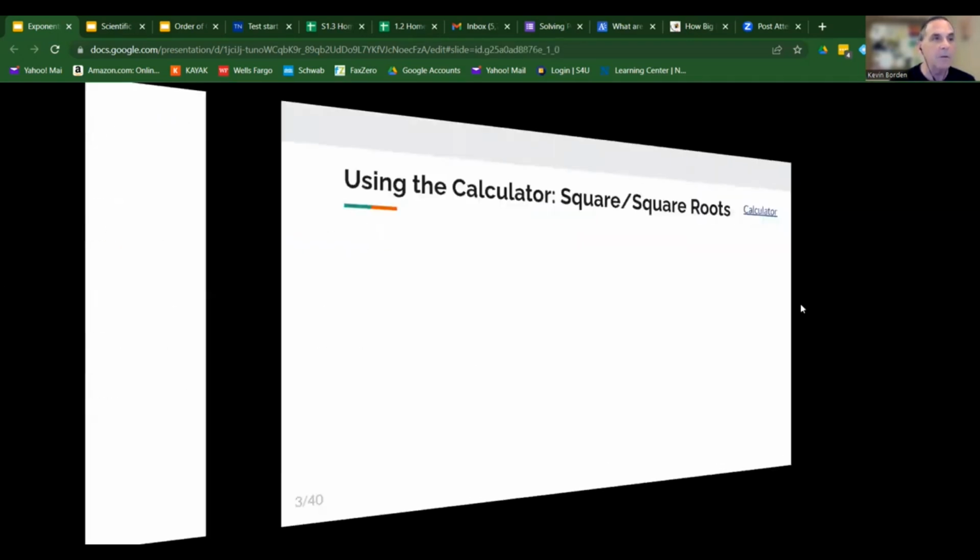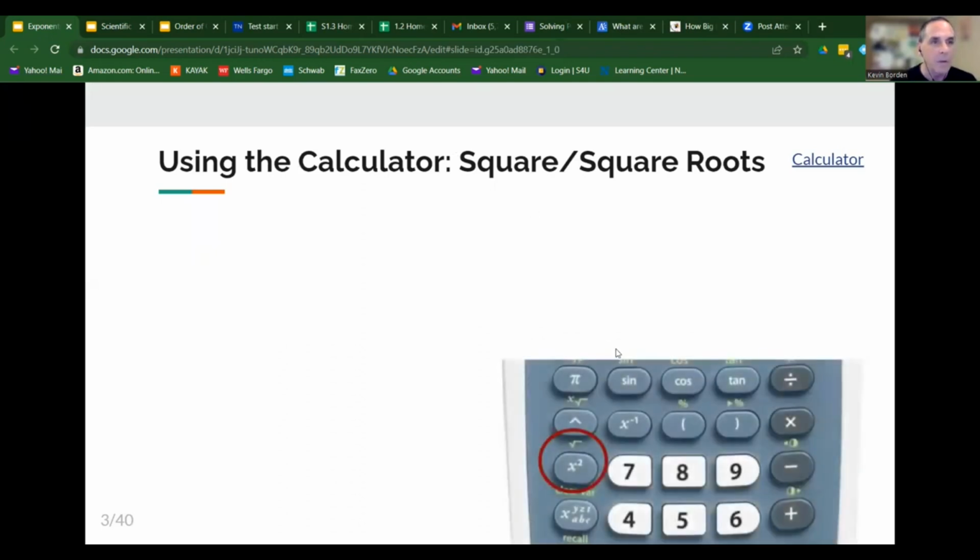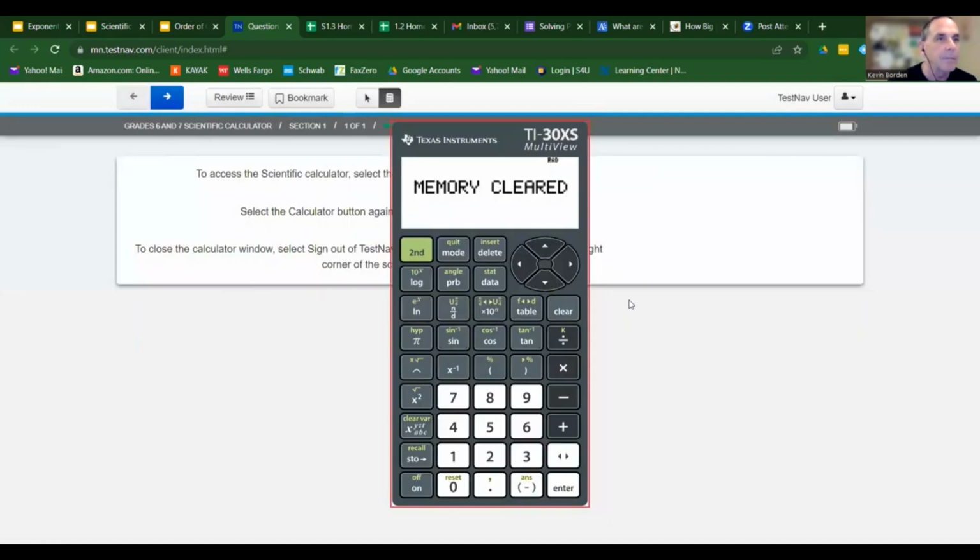That gets a little bit confusing, but for the most part, we're going to rely on the calculator to do our squares and square roots. So this is the button that you're going to use, and you're going to use it for both squares and square roots. So I'm going to do what I just described, 5, and then I click the x squared button and then enter. And you can see that it shows me 5 to the second power, or 5 squared is 25.